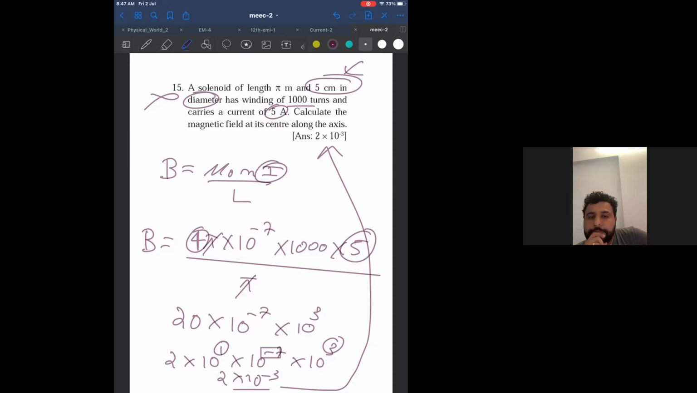Just think about it. If I try to connect the two ends of a refill, don't do it, okay? Ink will spill out. It will form a circle.